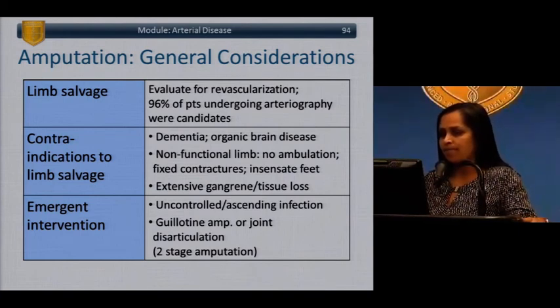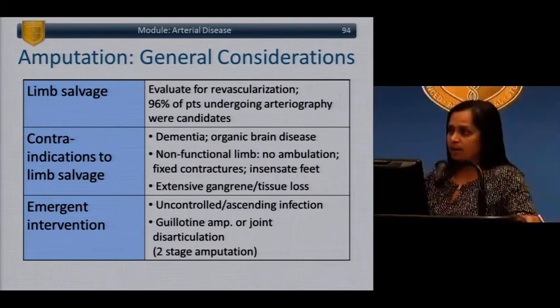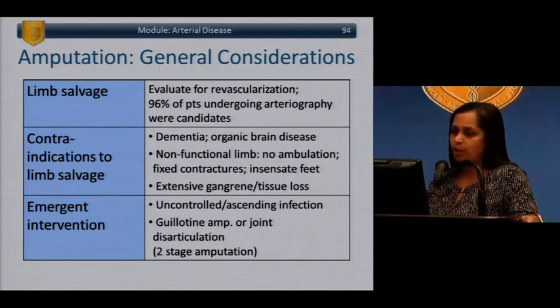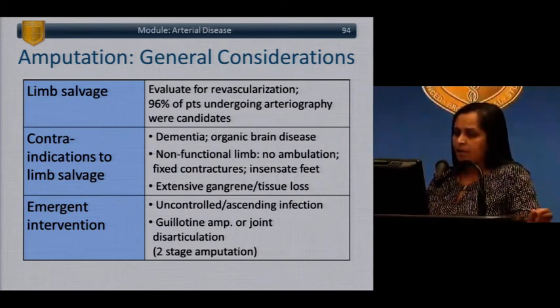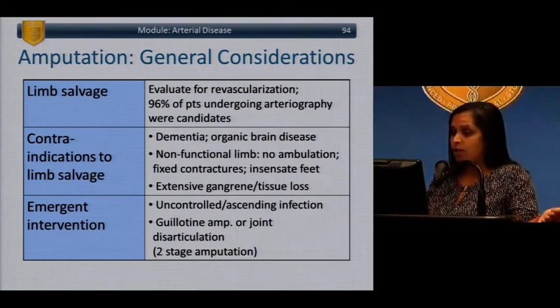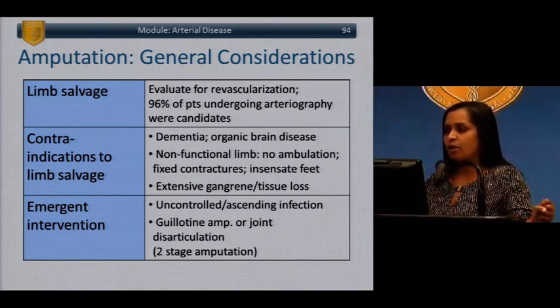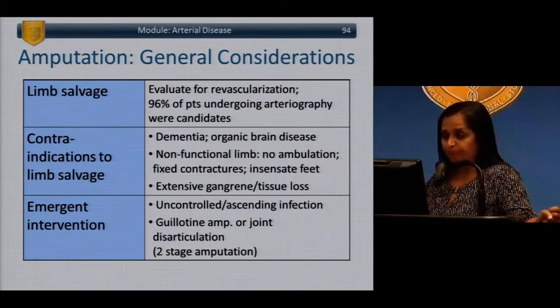And then, in a relative sense, dementia, depending on how severe the dementia is, and organic disease. This may be a condition in which you can't put a patient through a prolonged operation like that. And then there are situations where we are emergently asked to do amputations, including an uncontrolled or ascending infection. Typically, in these situations, you want to think about a two-stage amputation, where you do one stage and leave the wound open. And then come back a few days to a week later to close the wound.